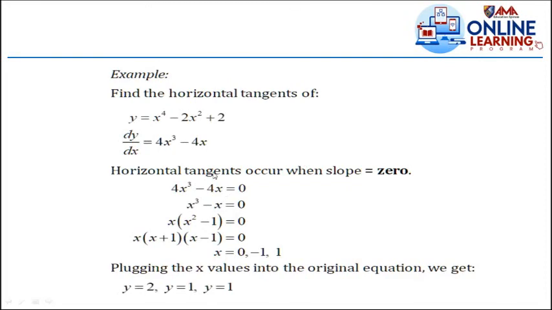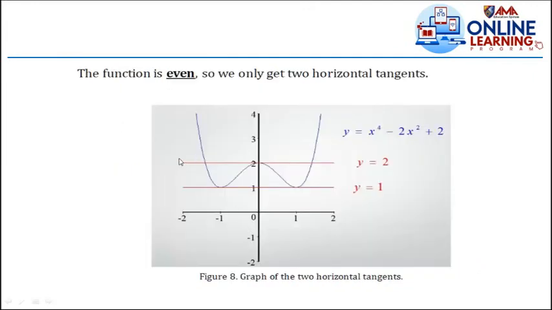Sabi niya dito, horizontal tangent occurs when the slope is 0. Ito siya, no? Slope nito is 0 po siya. Tapos, this is our equation, y is equal to x to the fourth minus 2x squared plus 2. So, paano siya nagkuha? If x is equal to negative 1, y is positive 1. If x is equal to 0, y is equal to 2. If x is positive 1, y is 1. Kaya nakaroon tayo ng curve na ganito.